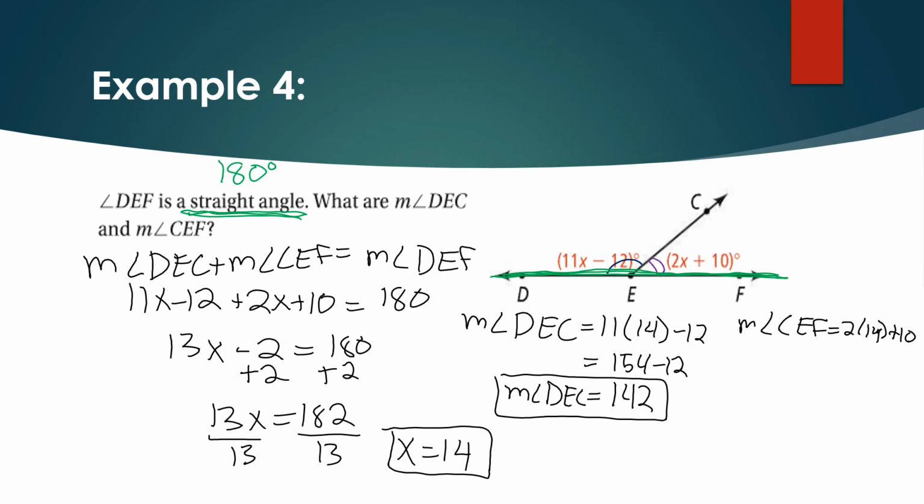So 2 times 14 is 28 plus 10, so that gives me 38. So I'm saying that the measure of angle CEF is 38. Double checking my answer, 142 plus 38 is 180, and the answer is yes. So I'm fairly confident that I got this answer correct.